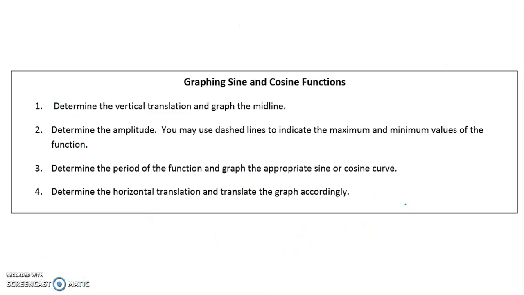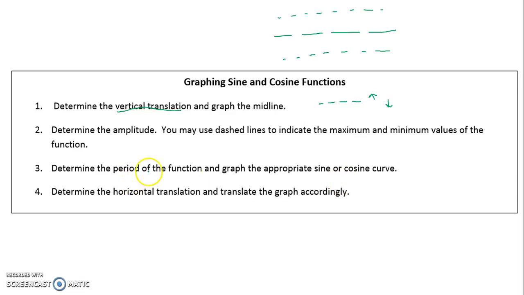To summarize, when you're graphing your sine and cosine functions, the first thing you always need to do is decide if there's a vertical translation, because that will take that midline and either shift it up or down, and you need to draw that first. Then you figure out your amplitude. Once you have your midline, whatever your amplitude is, you can put that maximum and minimum line in there as well. I normally make those a little bit lighter, but I still want to know how high and low I'm going to need to go.